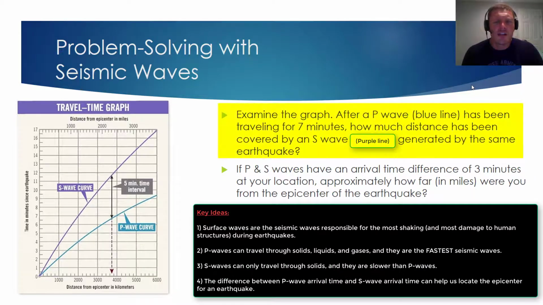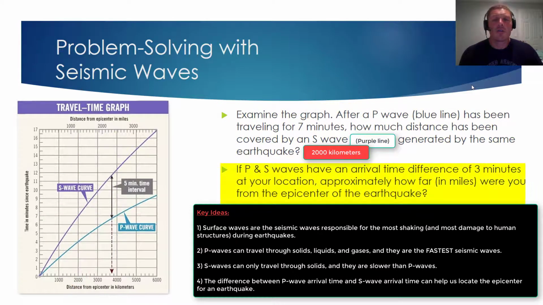To answer this question, let's extrapolate over horizontally at the 7-minute mark. Conceptually speaking, we're talking about how far the S waves and the P waves have traveled 7 minutes after the earthquake occurred. Now the P waves look like they've traveled 4,000 kilometers. But to answer this question, let's take a look at where my extrapolated line crosses the S wave curve. That appears to be at about 2,000 kilometers. So the question asked us how much distance had been covered by an S wave, and the answer would be 2,000 kilometers.